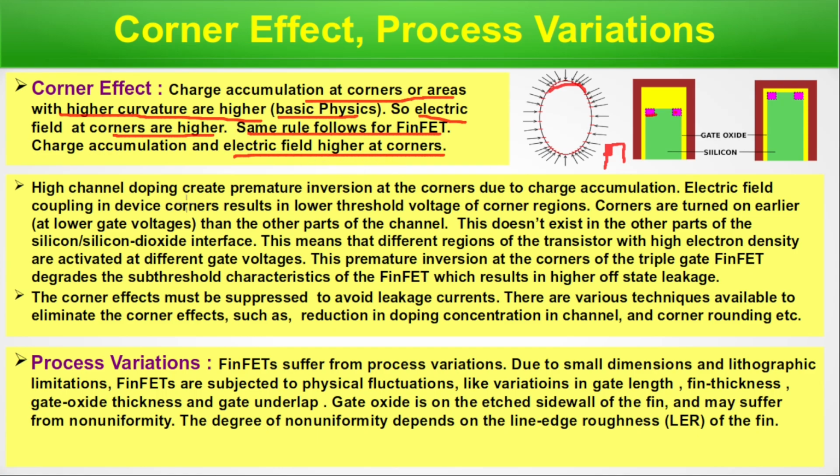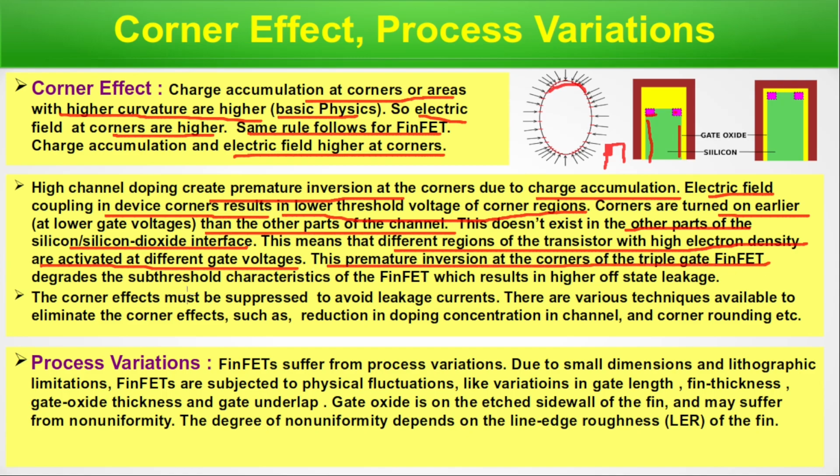High channel doping creates premature inversion at the corners due to charge accumulation. Electric field coupling in device corners results in lower threshold voltage of the corner region. Corners are turned on earlier at lower gate voltages than the other parts of the channel. This doesn't exist in other parts of the silicon dioxide interface. This means that different regions of the transistor with high electron density are activated at different gate voltages. This premature inversion at corners of triple gate FinFET degrades the subthreshold characteristic of FinFET, which results in higher off-state leakage. The corner effects must be suppressed to avoid leakage currents.